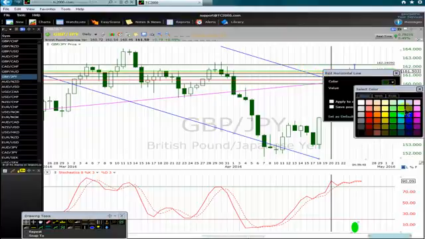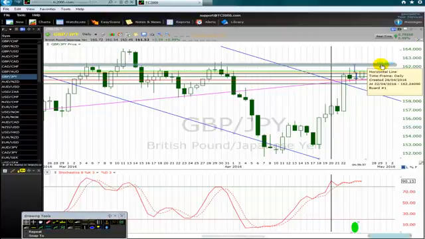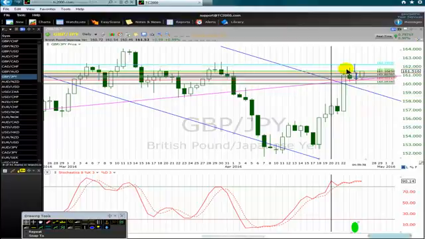And I'll color my target into turquoise. Here it is. All right. So this is my target here, the turquoise line, 16224. All right. To take my profit there. So once price reaches that level, profit will be cashed out straight away. Okay. 16224.